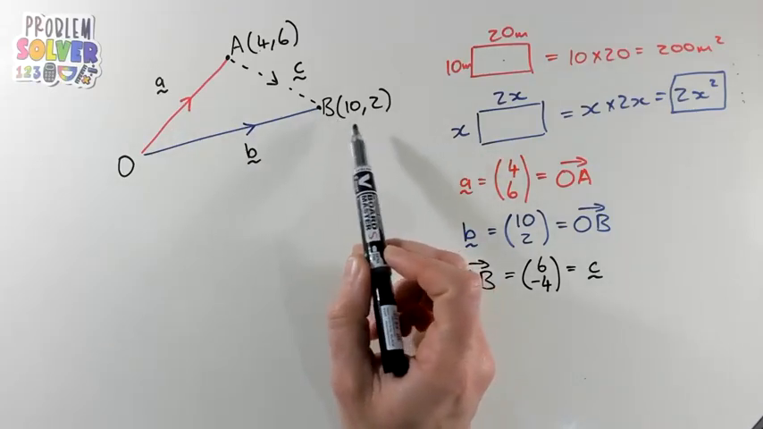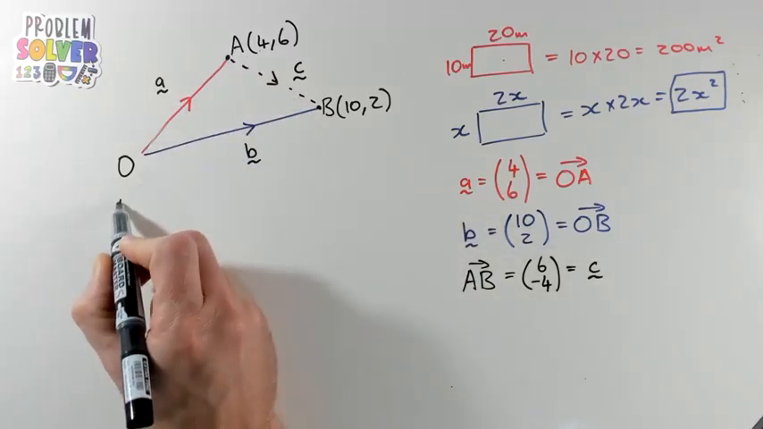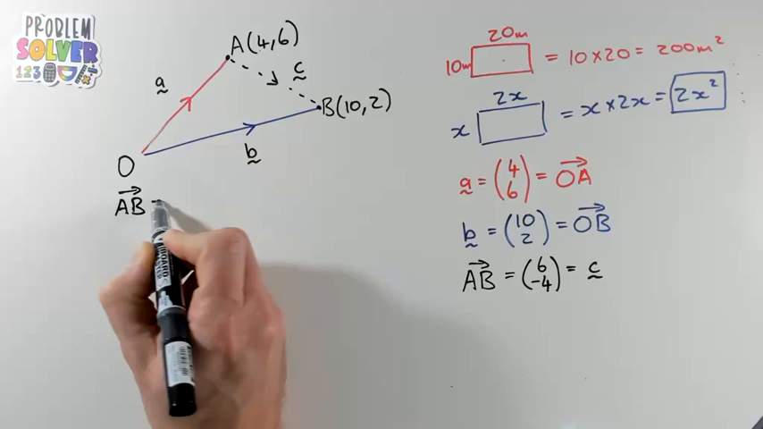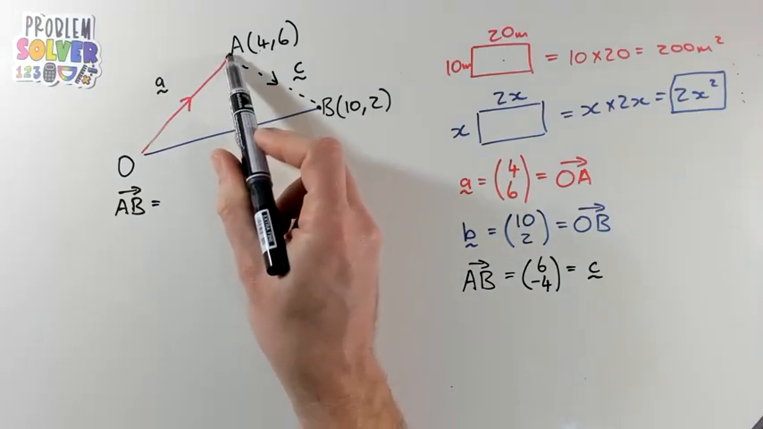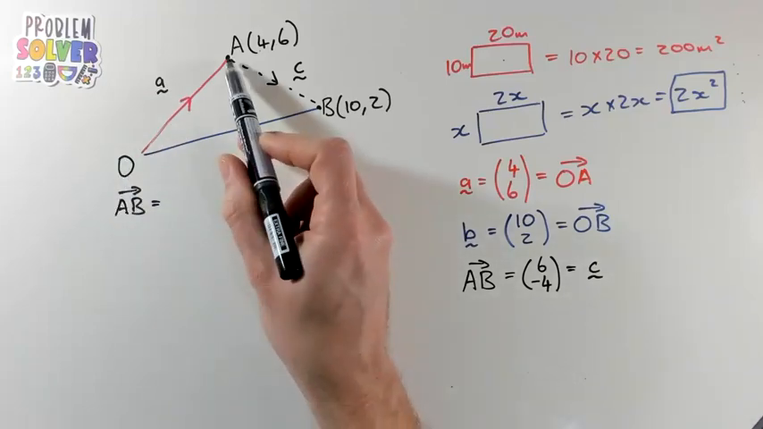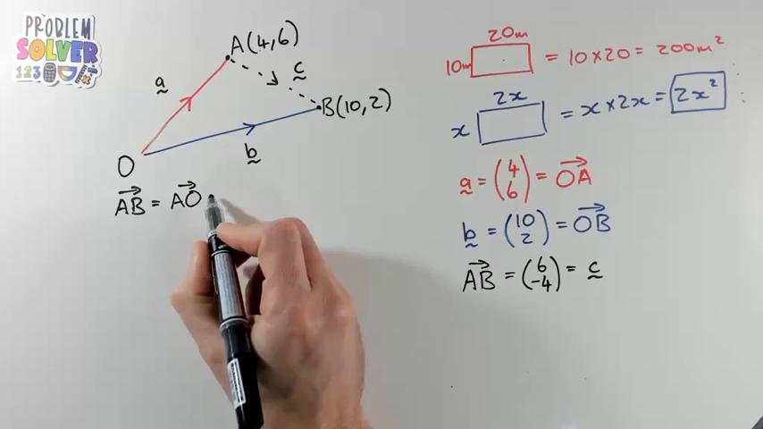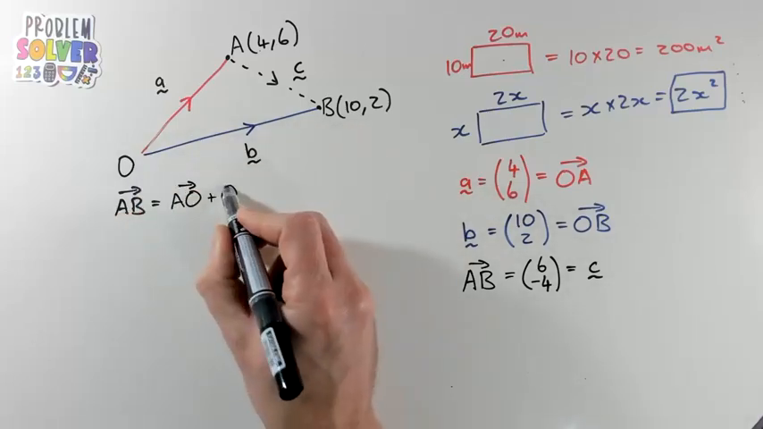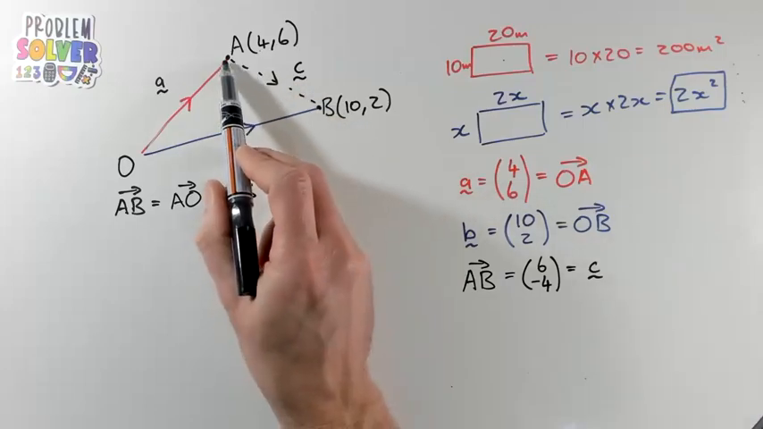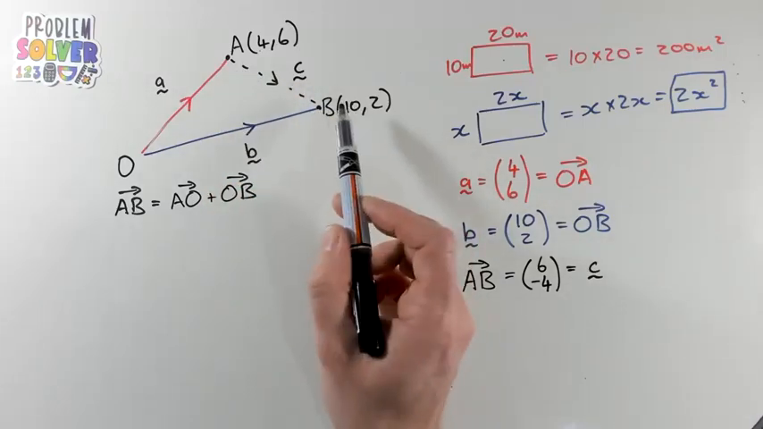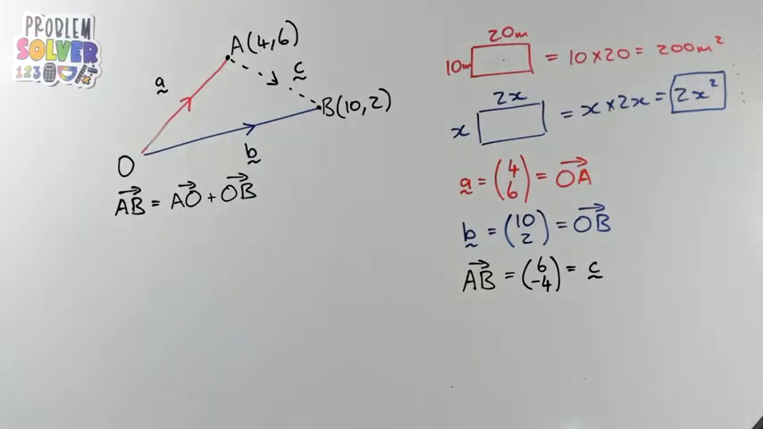But I could actually use a different path. If I wanted to go from A to B, I could follow a different route. Instead of going directly, I can walk a detour. I can go from A to O, and then once I'm there, I'm going to go O to B. So I know that if I add vectors together, and the starting point is the same and the ending point is the same, and I simplify them, it should work out to being the same thing. So what does that mean?